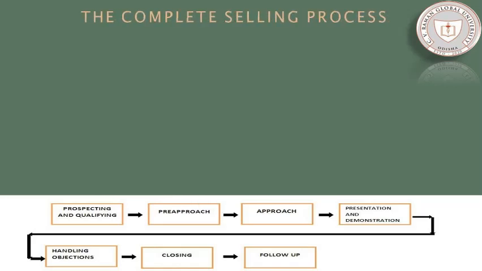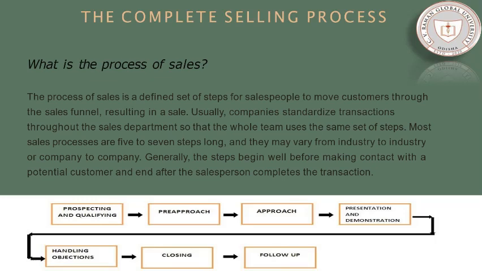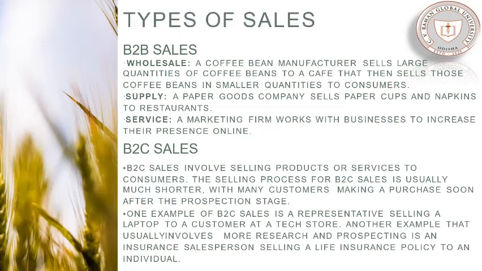The processes of sales and the sector of marketing may vary from place to place or company to company. Most of the sales processes are 5 to 7 steps long, which we have shown at the bottom of the slide. There are two types of sales mainly, and we have defined those sorts pretty accurately on this slide.